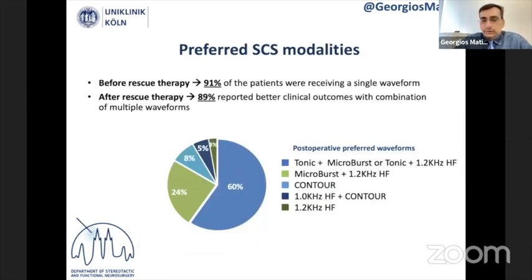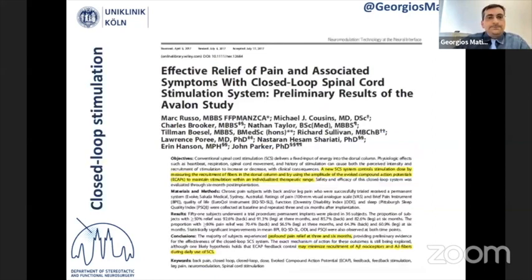This graphic comes from a publication from my department in neuromodulation in patients who came back to us after the implantation of the system, after some years, and they told us that the pain is back. Instead of removing the system, we externalized the leads and we tried in all these patients the combination therapy. And we have seen that almost 90% of patients reported better clinical outcomes with a combination of multiple waveforms. Once again, it doesn't really matter what type of waveforms. What is really important is to have an option.